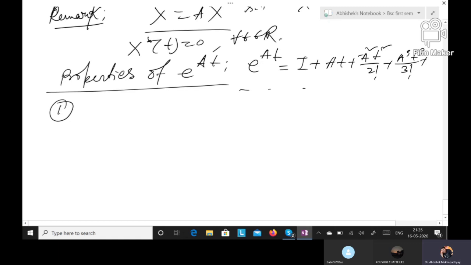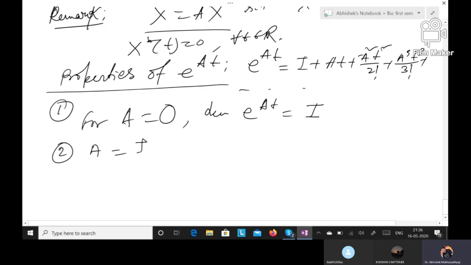Then the first one will be for A equal to the null matrix, then e to the power At is the identity matrix I. For A equal to identity matrix, e to the power At is the matrix with e to the power t, 0, 0, e to the power t.